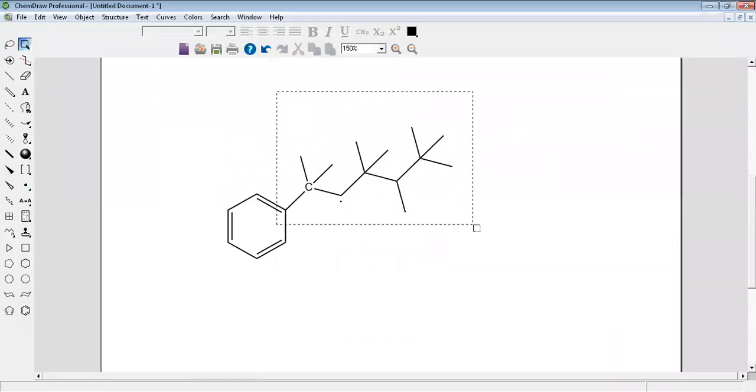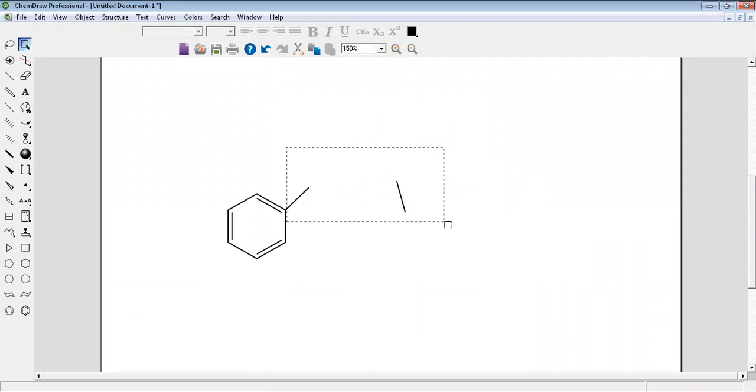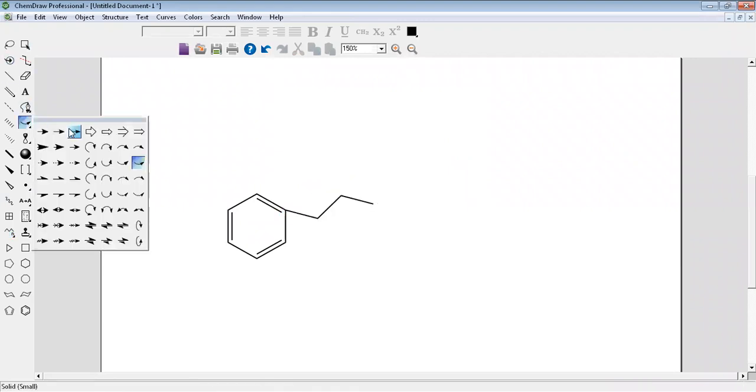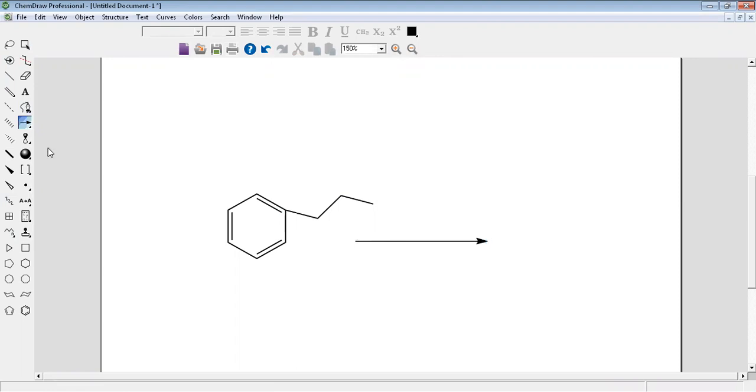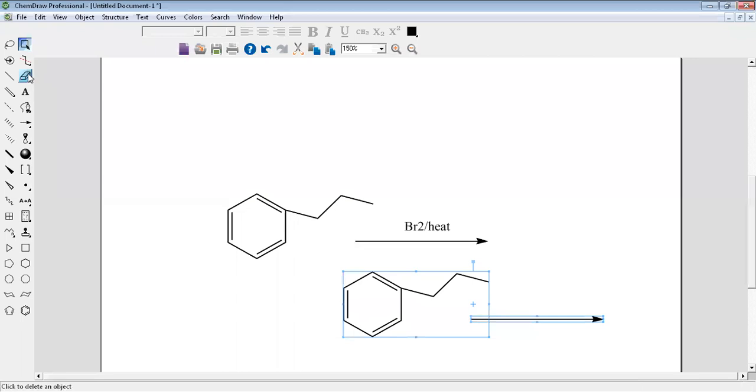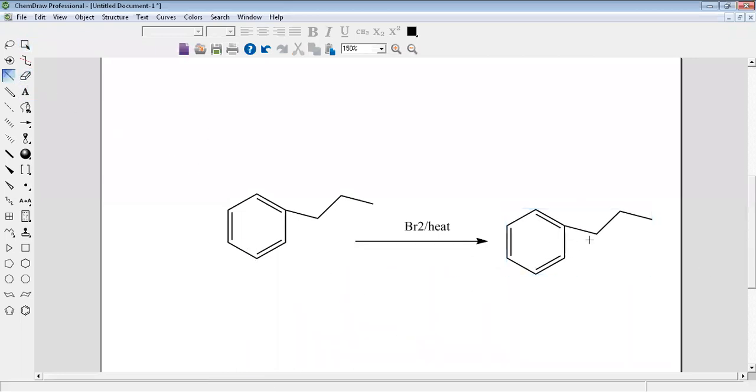Okay, for our example, look, I will remove this and I will make here this. Now students, for this compound I want to make a bromination with heating, a bromination with heat, or Br2. That means our result will be this. We have Br here. This is the result.